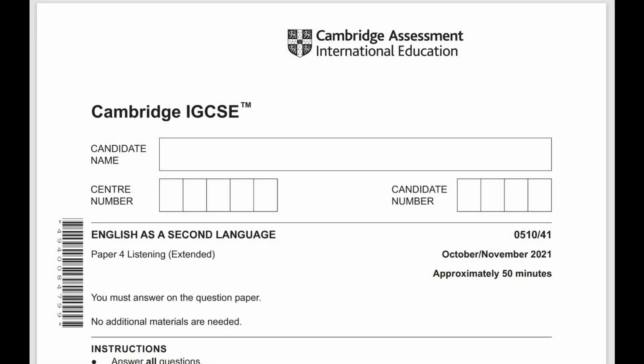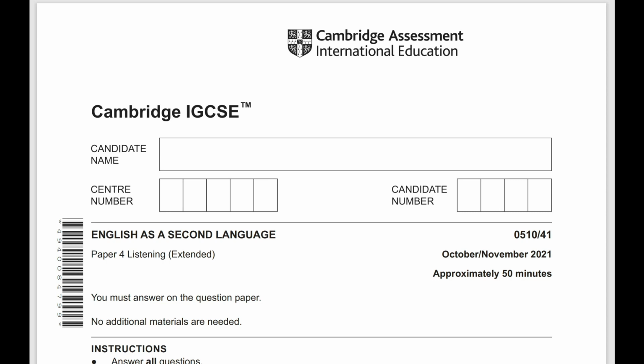Everyone, this is an overview of the exam questions, Cambridge IGCSE English as a Second Language, Paper 4, Listening Extended, 0510, 0511. As far as IGCSE English as a Second Language, ESL, is concerned, the extended listening paper consists of 5 parts with 8 questions, while the core paper has 4 parts with 7 questions.